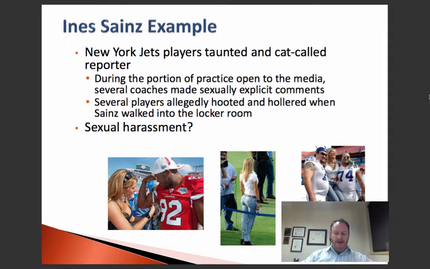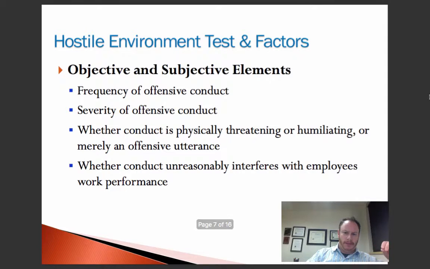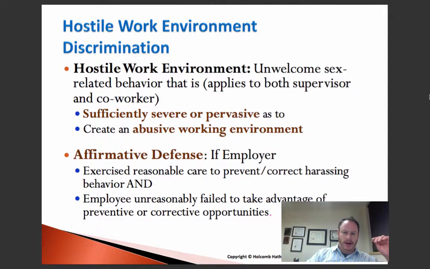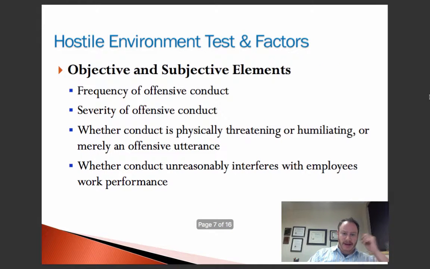so let's go back to our analysis here. In order to have a hostile work environment claim, there need to be several elements present. The conduct that's complained of needs to be sufficiently severe or pervasive to create an abusive work environment. And so the plaintiff needs to meet both prongs here, the subjective and objective elements, based on the frequency of the conduct and its severity, whether or not it was physically threatening or humiliating, and whether it was conduct that unreasonably interfered with the employee's work performance, or if it was just an offensive utterance that did not prevent the employee from actually doing their job.